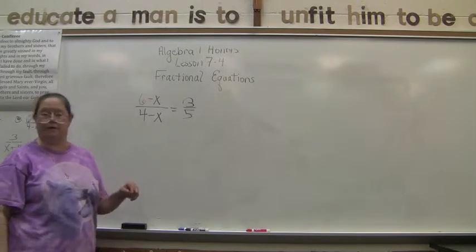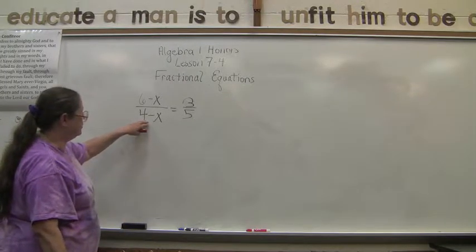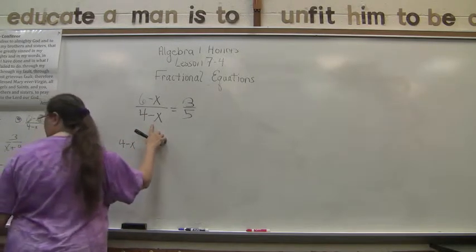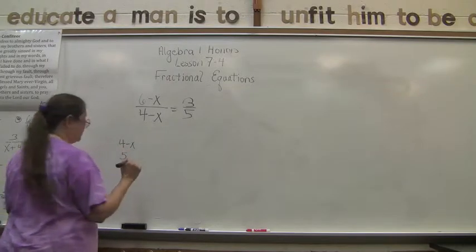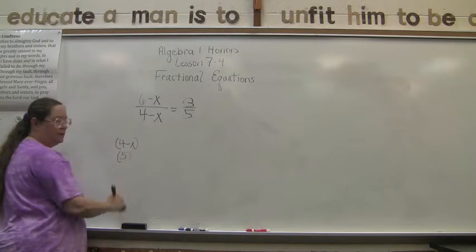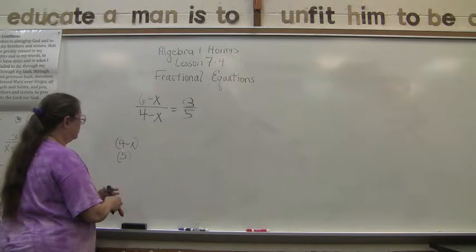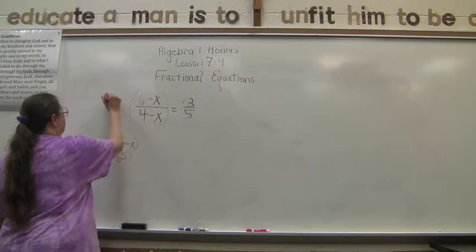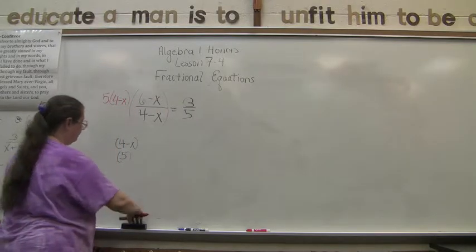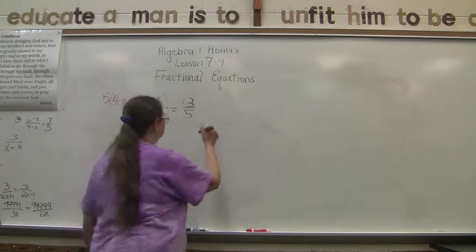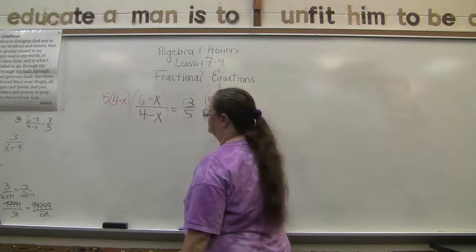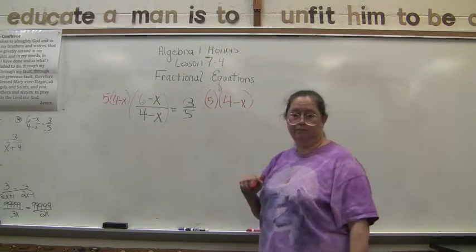Now, we're going to look at another way to solve the problem. Our least common denominator here, we've got a 4 minus x, and we've got a 5. So we take one 5 and one 4 minus x, and that's our common denominator. Okay? So we're going to multiply this by our common denominator, and the other side by our common denominator. Okay?